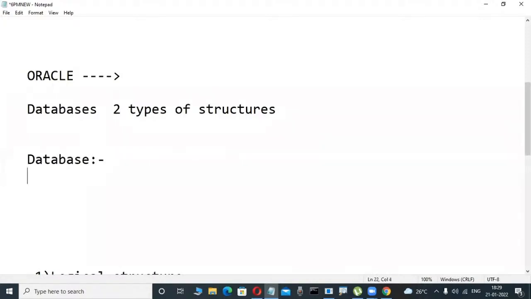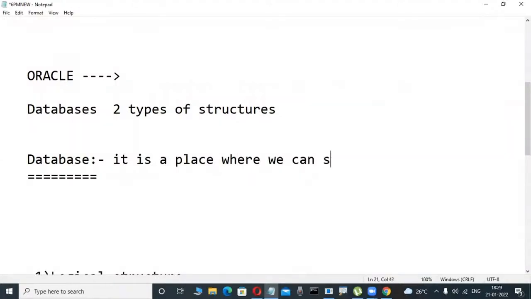What does database mean? Anybody looking in Google or in books will see it is a place. Don't read it. It is a place in a computer system where we can store a structured collection of data. They are telling only that: where we can store a structured collection of data. What is data? What is information? What is DBMS? That is later. Structured collection of data.